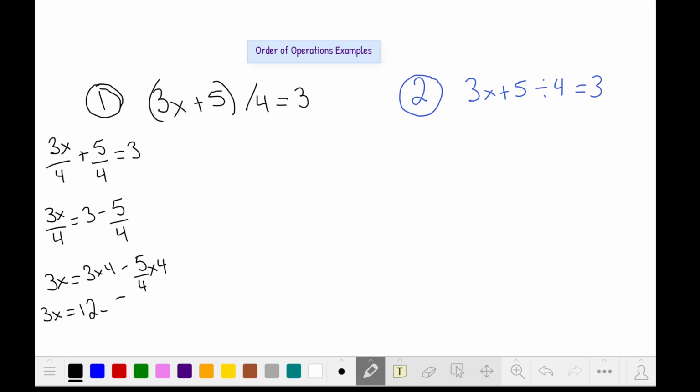to 12 minus 5, because we see we've got 5 times 4 divided by 4. 4's cancel out, and we've got ourselves a little equation, and then we can just do x is equal to 12 minus 5 divided by 4, and we can work out that fraction, and we've got an answer for x.